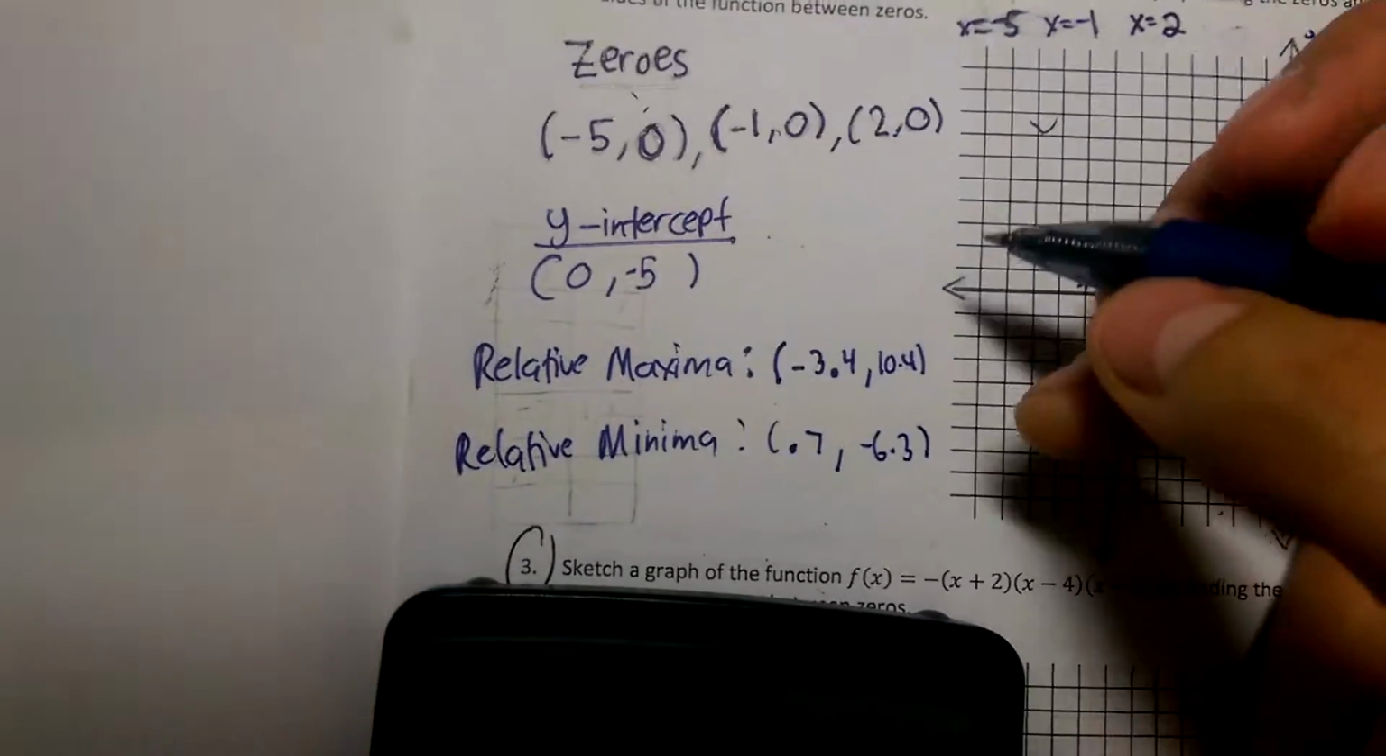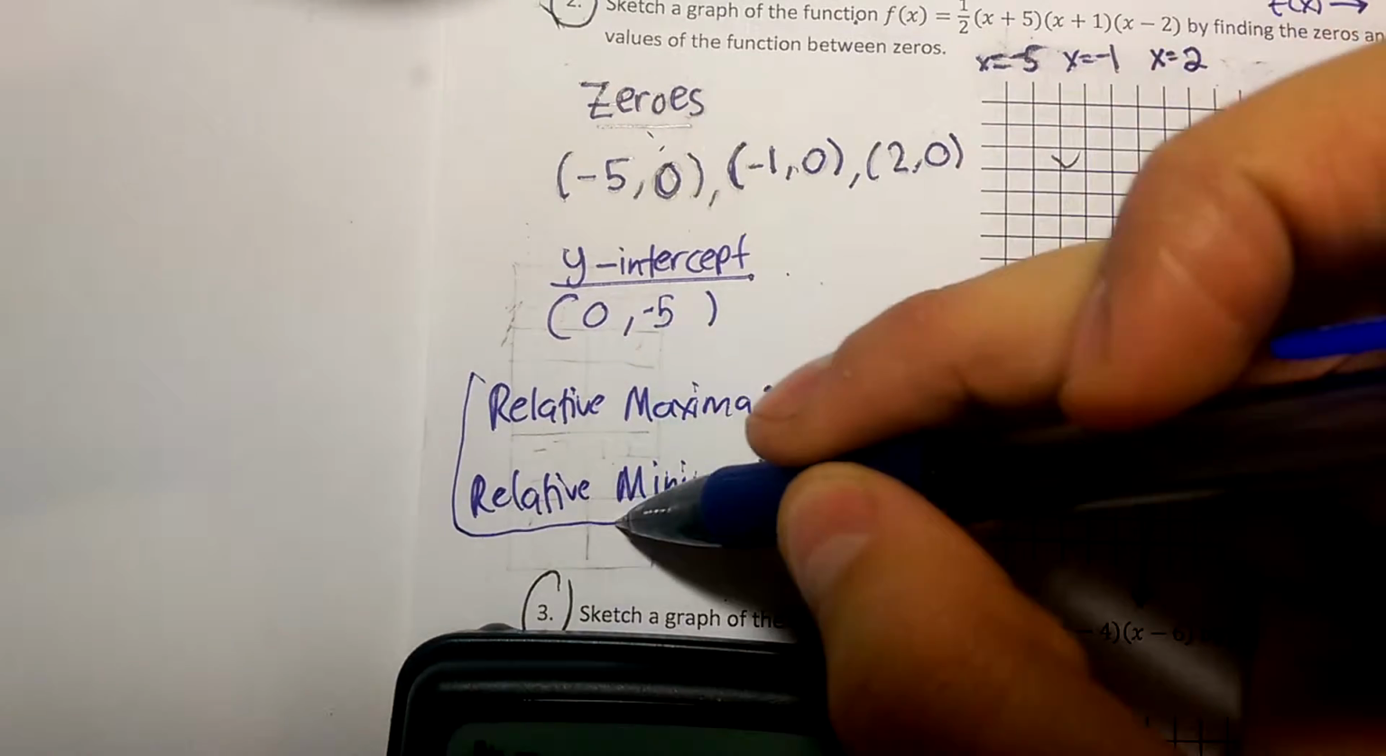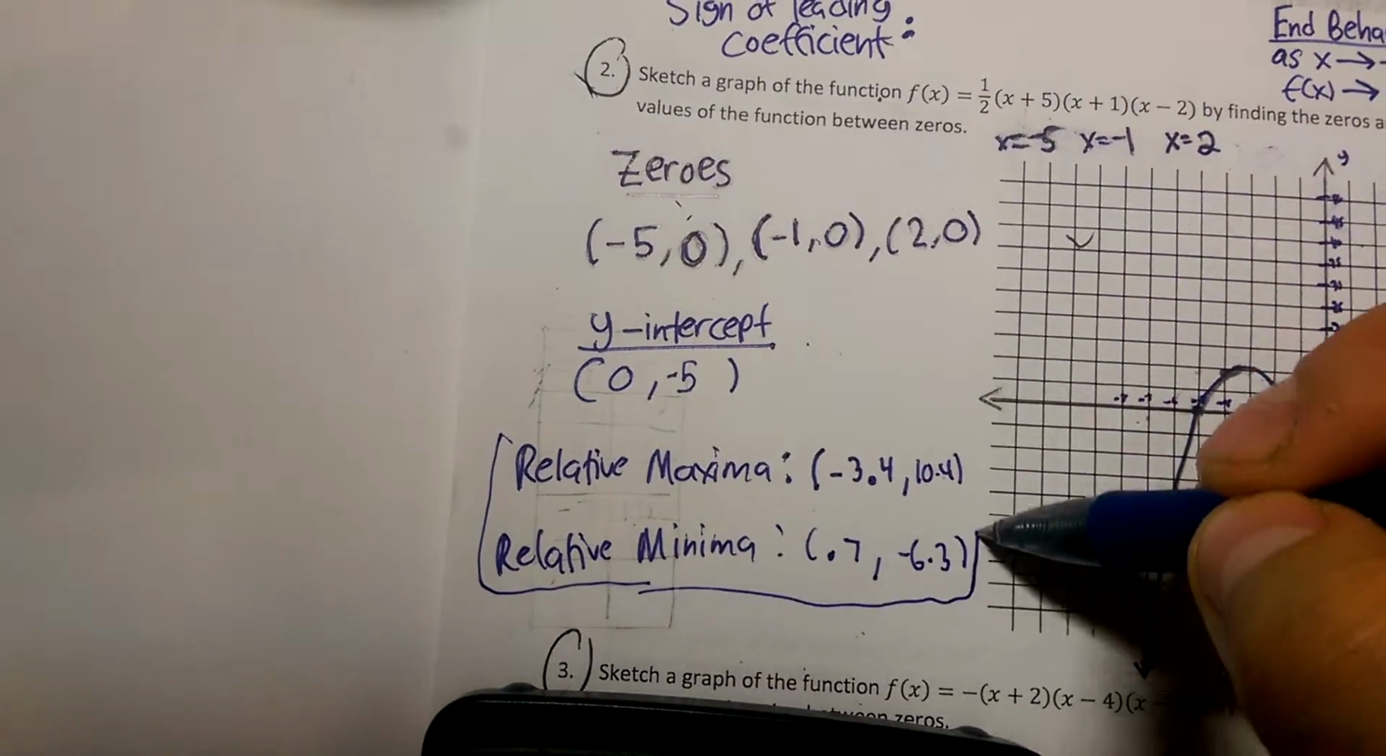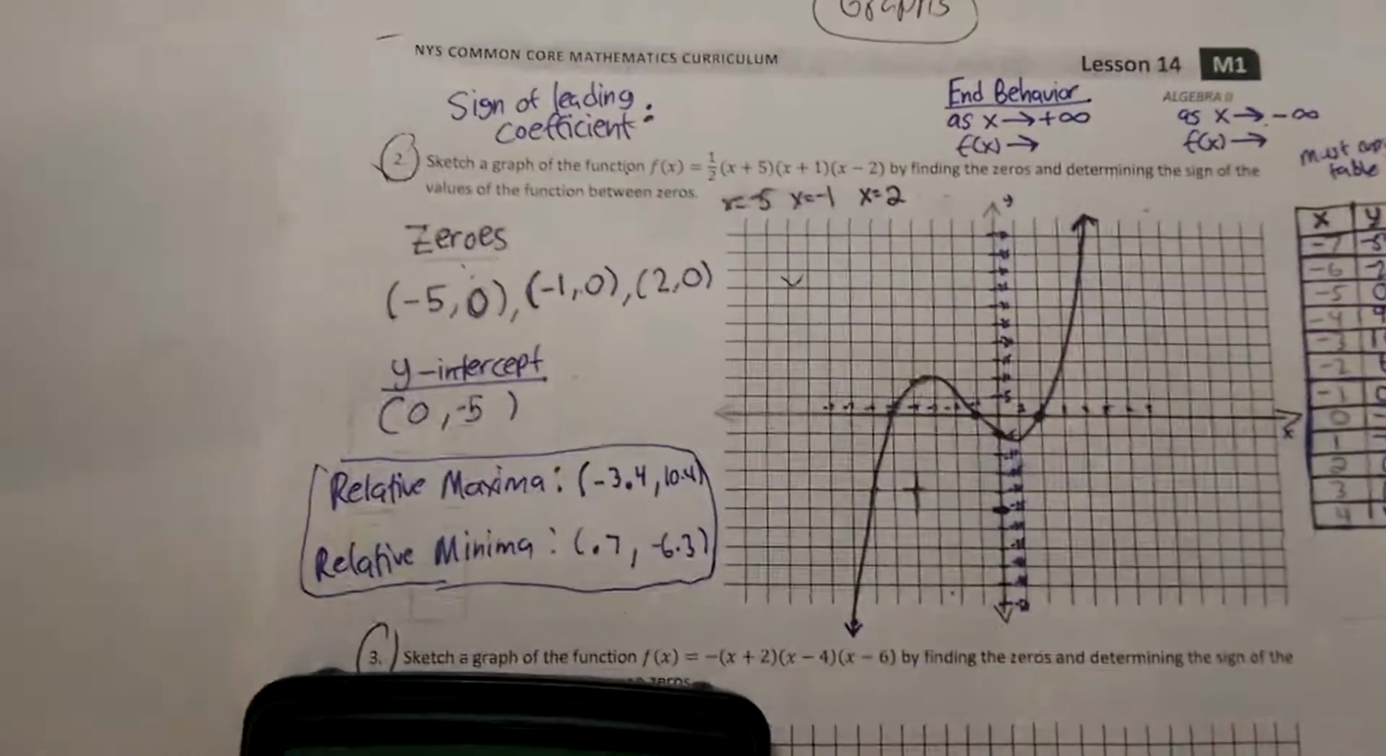So this is good enough for me. You tell me that, relative maxima minima, we label it, okay? And we're good to go. What are the other things that we need?